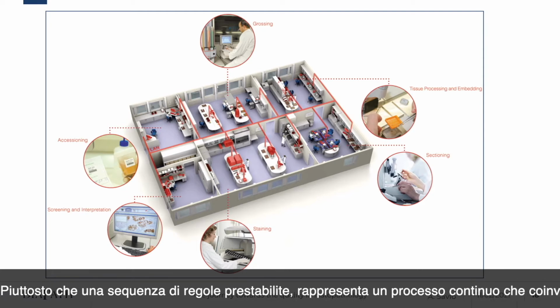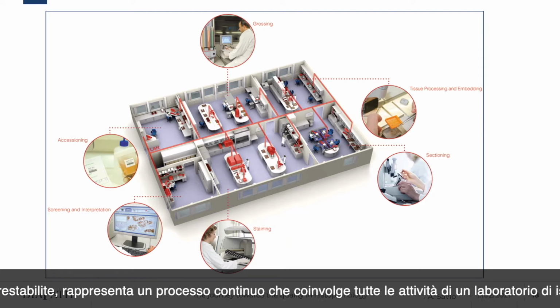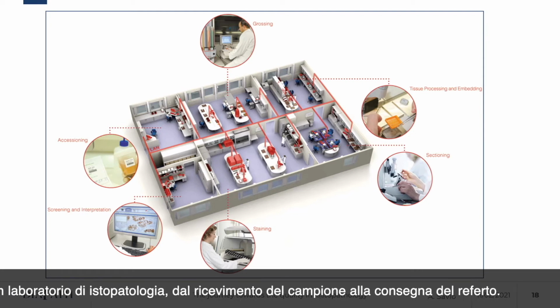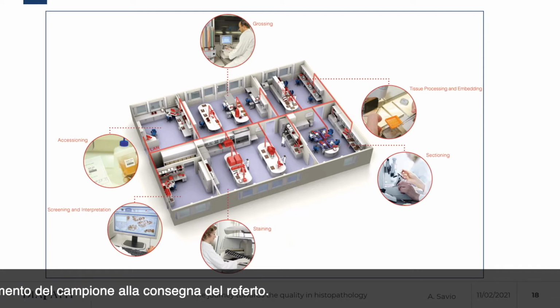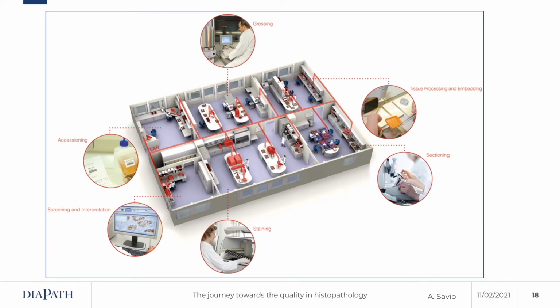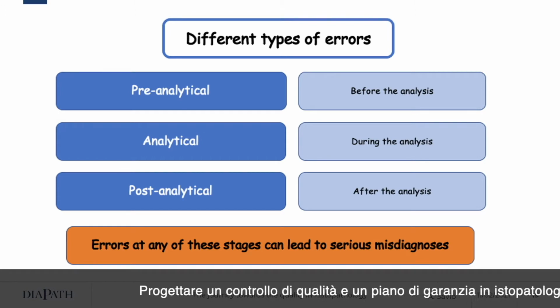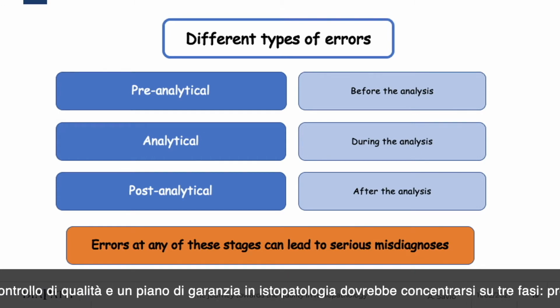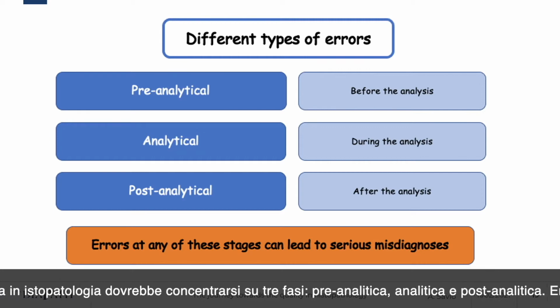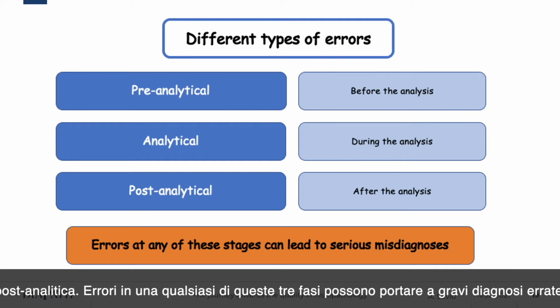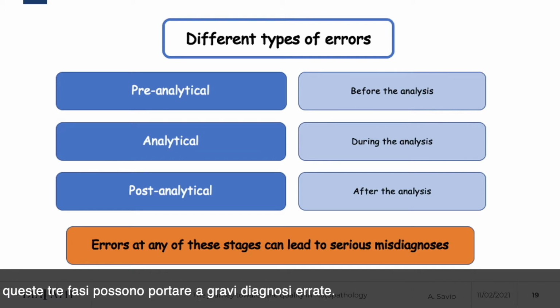Quality involves continuous effort and surveillance, innovation and adaptability, attention to detail and overall view. Rather than a sequence of set rules, it represents a continuous process that involves all the activities in a histopathology laboratory, from sample reception to report delivery. Designing a quality control and an assurance plan in histopathology should focus on three phases: pre-analytical, analytical and post-analytical. Errors at any of these three stages can lead to serious misdiagnosis.